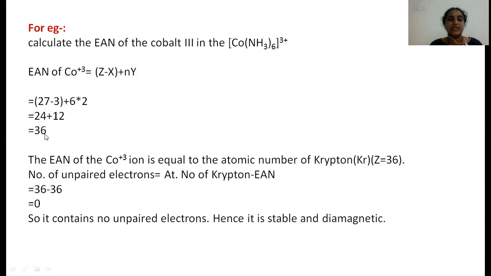The number 36 equals the atomic number of the inert gas krypton. Hence this complex is highly stable and also diamagnetic.